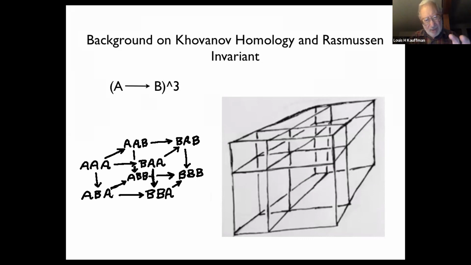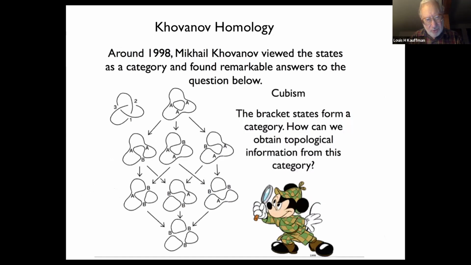But anyway, if you have an n crossing knot, you have an n cube, and you get a functor from this abstract cube category to a Khovanov category associated with the knot, like this. Now, Khovanov is asking, how can I use this category to get more information about the knot? I want more information than is in the bracket polynomial or the Jones polynomial.